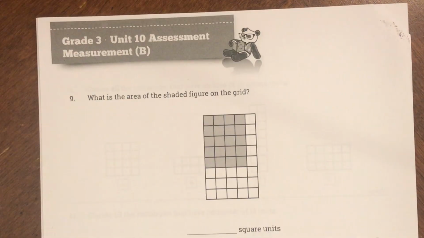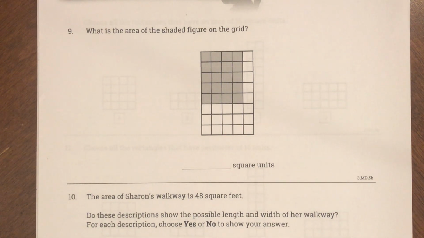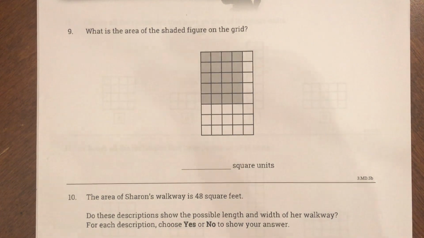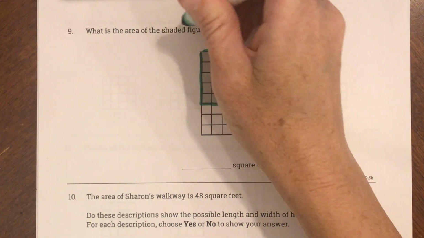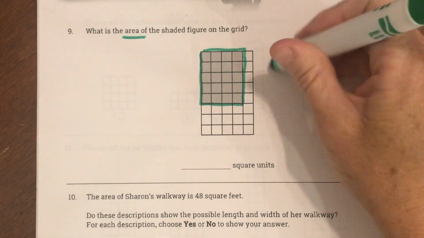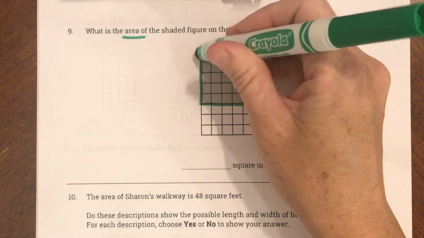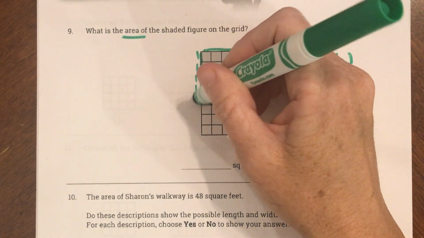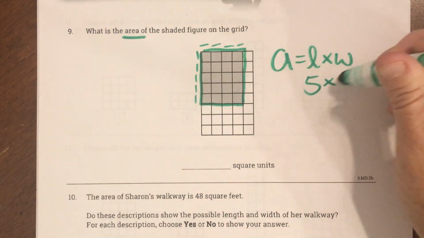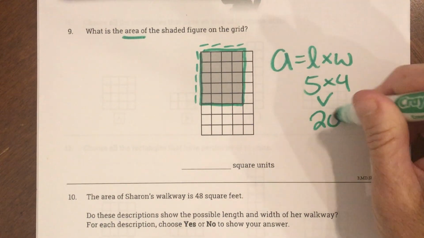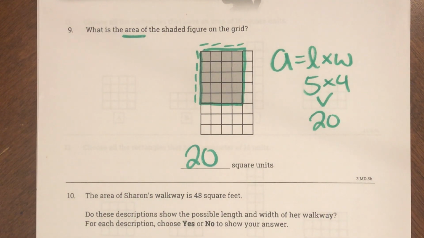Okay, on this one, the question says, what is the area of the shaded figure on the grid? So they just want to know the shaded figure. And again, we're still having all area. So I'm going to start with my formula. My length is 1, 2, 3, 4, 5. And my width is 1, 2, 3, 4. So my answer is 20 square units.